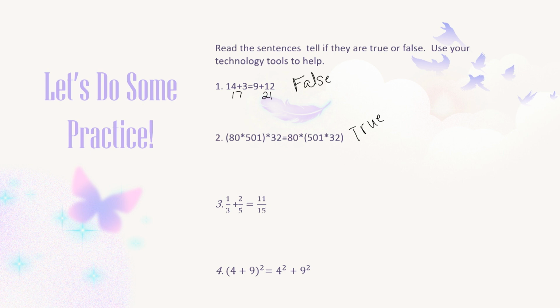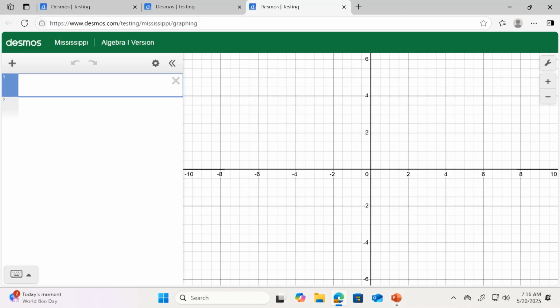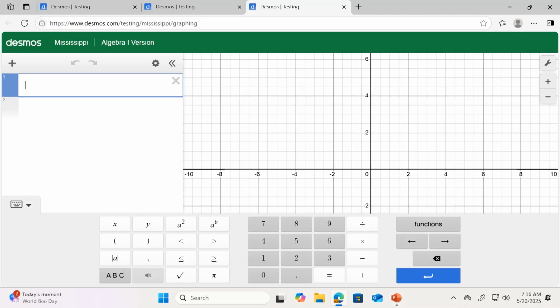All right, let's look at number 3. All right, Ms. Killen, we've got some fractions, so let's look. So I'm going to put a fraction in. Well, Ms. Killen, how do you put a fraction in? Well, first, I'm going to put 1 divided by 3, and Desmos is so smart, it knows, hey, that's a fraction. So I have 1/3. I'm going to arrow over plus. Then I'm going to do another fraction by putting in 2 divided by 5.